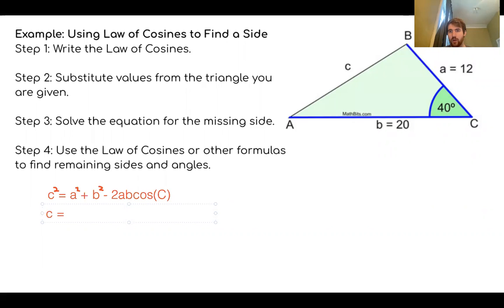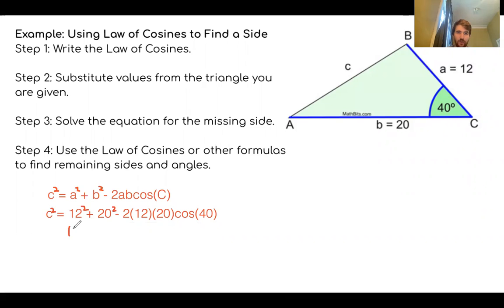A, we do know. In this case, it's 12, squared. Plus B, we know, is 20, squared. Minus 2A, again, 12, times B, 20, times cosine of 40 degrees. So we substitute everything in. And again, do not forget these squares. If you forget the little 2 here, you're going to get everything wrong. This is now something you can just put into a calculator.